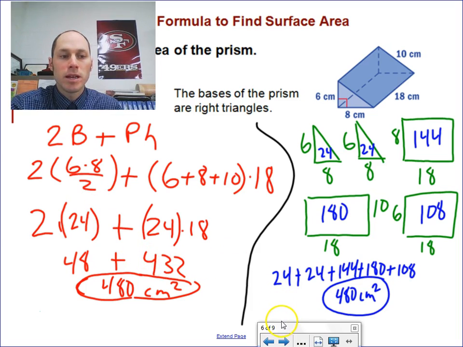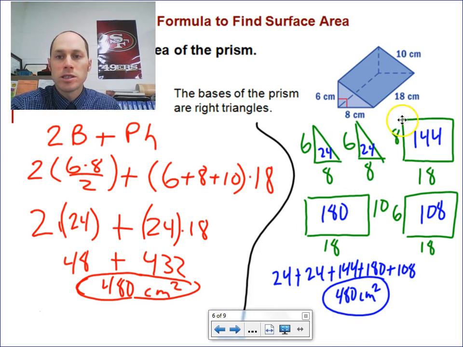So I would suggest just pick and choose whatever is easiest for you and then work through it. If it makes more sense to write out the nets, go ahead and do that.